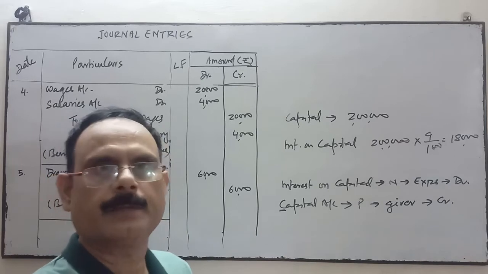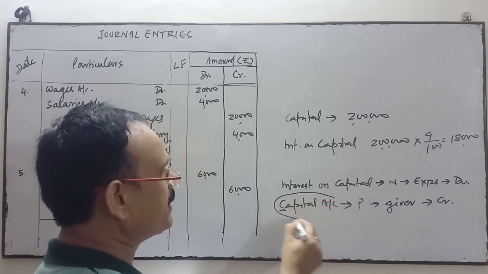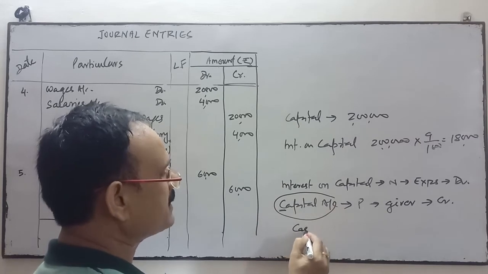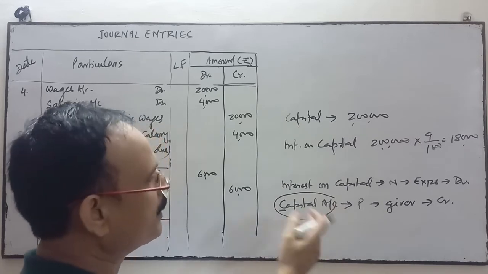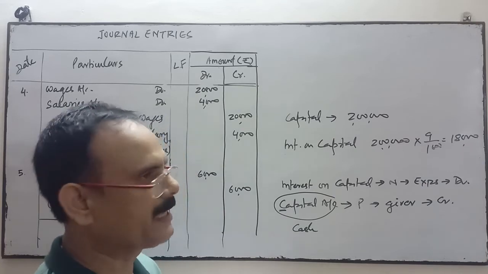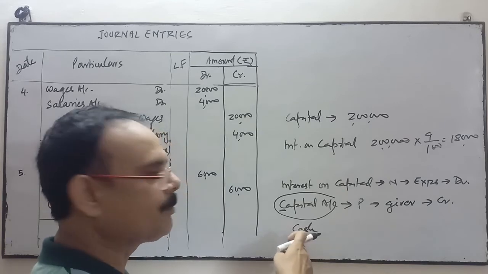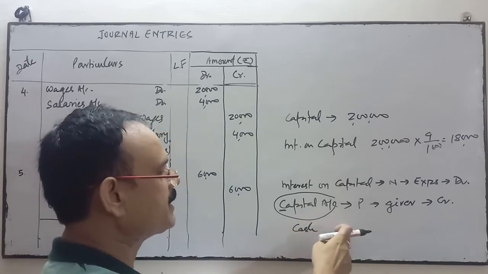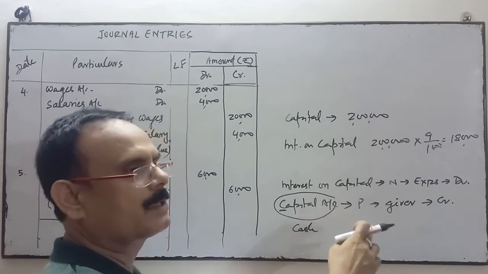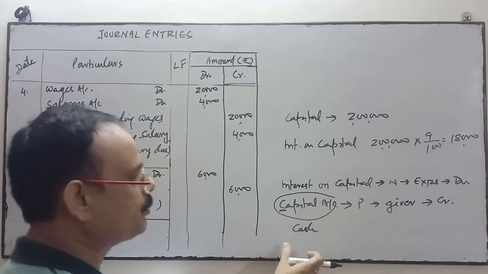Suppose we have paid the interest on capital. Then instead of the capital account, what do we open? The cash account. Cash comes under real account. What comes in is debit, what goes out is credit. So cash goes out from the business, so cash will be credited.